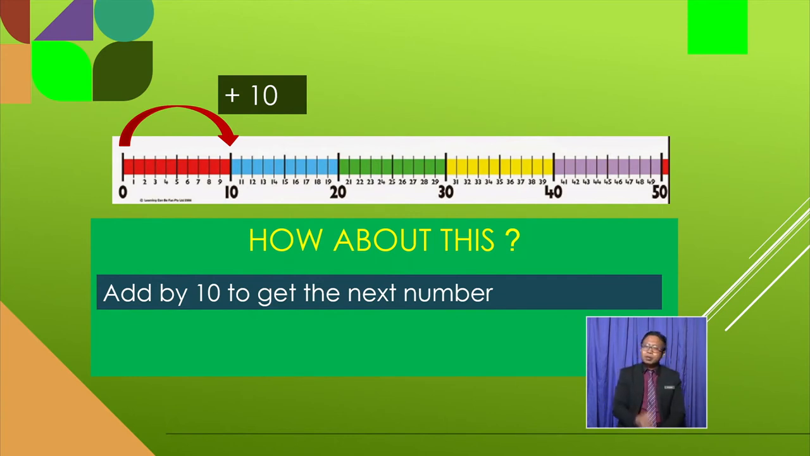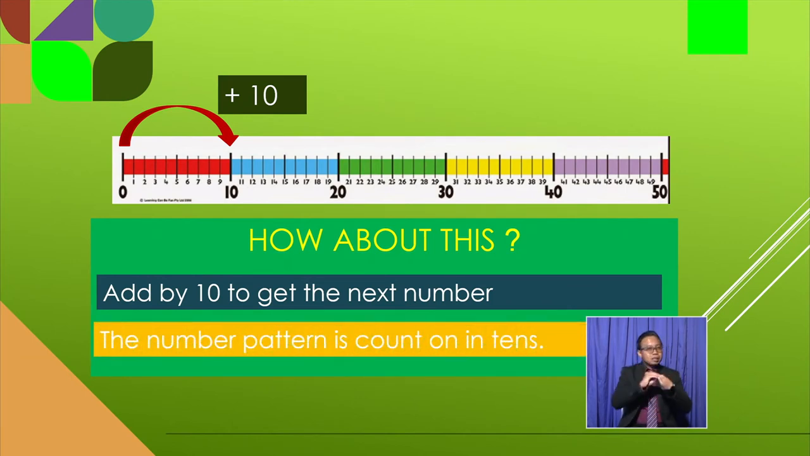Why we need to add by 10? Exactly. The number pattern is in ascending order. That's why you need to add on to ensure the numbers are going up. Make sure you count it carefully so that your answer will be correct. Don't forget to write the answers.